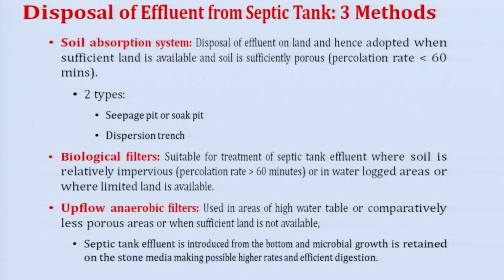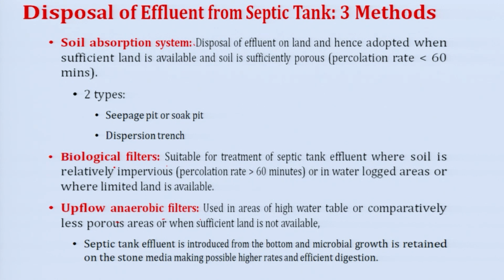Disposal of effluent from septic tanks can be done by 3 methods. One is the soil absorption method, biological filters, upflow anaerobic filters. So ये जो disposal है all are dependent on the type of soil, कि आपकी soil कितनी pervious है, कितना पानी ले पाता है, सोख कर पाता है, उस पर डिपेंडेंट है, right. So disposal of effluent on land and hence adopted. Soil absorption system में क्या है, disposal of effluent on land and hence adopted when sufficient land is available and soil is sufficiently porous. So you have most of the time you require, say for example small villages में है, आपके पास खूब सारा land है, तो उस समय पे आप you can go for soil absorption system.